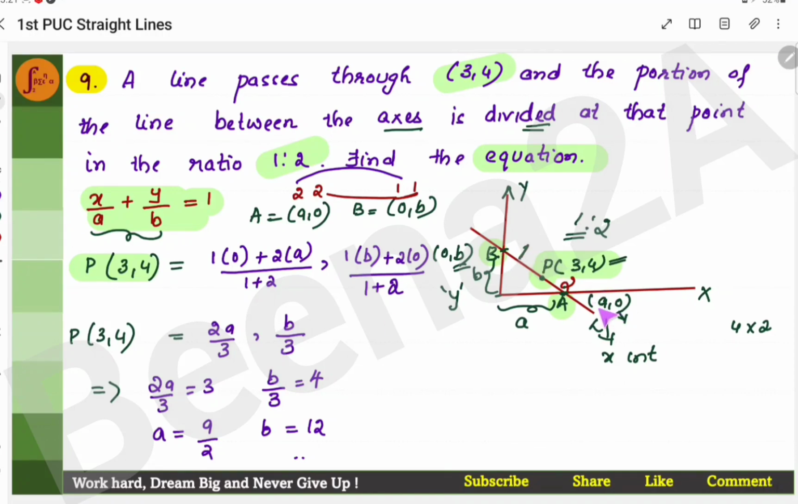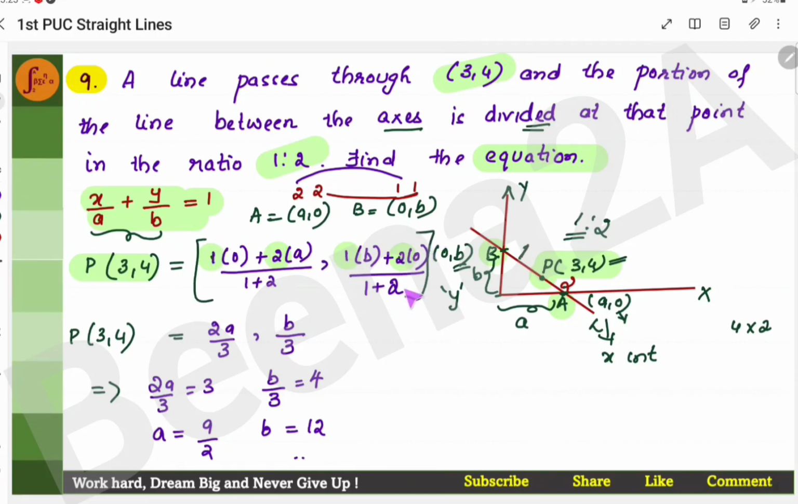Now, how do you find the actual A and B values? Because you just know the ratio and you just know the point. So you just follow this. Just write what is the ratio? 1 is to 2, right? Write 1, 2, 1, 2. And then you have to fill the coordinates here, right? First just put the ratios. Ratio is 1 is to 2.